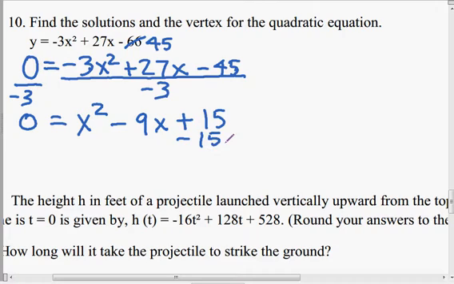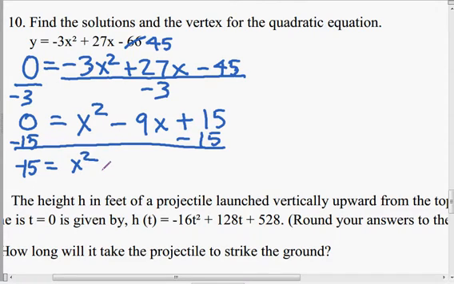So I do minus 15, minus 15. I'm going to build a square binomial, a perfect square, so I have to get my 15 out of the way. Okay. So I get negative 15 equals x squared minus 9x. Now off to the side, I'm going to take that negative 9 divided by 2, negative 4.5.